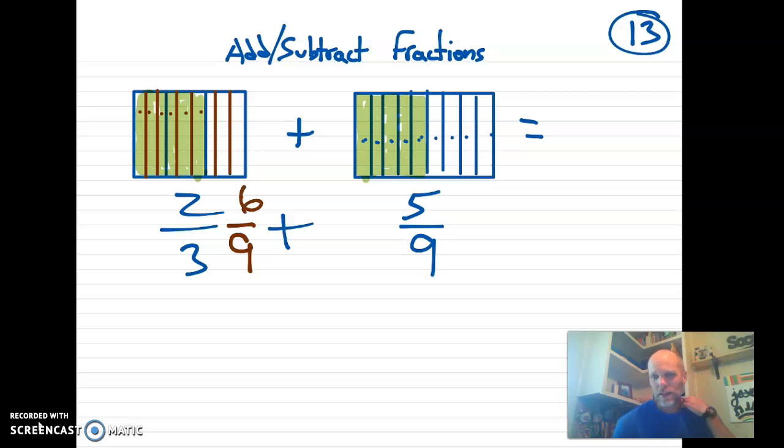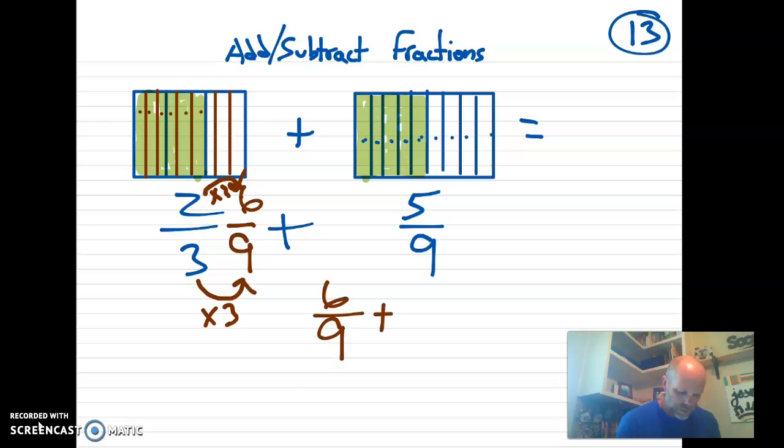Or, so we don't have to use models all the time, the question is, we changed the denominator by cutting it, and we got from 3 to 9 by multiplying by 3. Just like other things that we've talked about in math, if you're going to do something to one, you have to do something to another. So you also have to do it to the top, or the numerator, multiply it by 3. So our new problem is 6 ninths. I know I'm getting a little close together, so I'm going to rewrite it. Okay, 6 ninths plus 5 ninths.